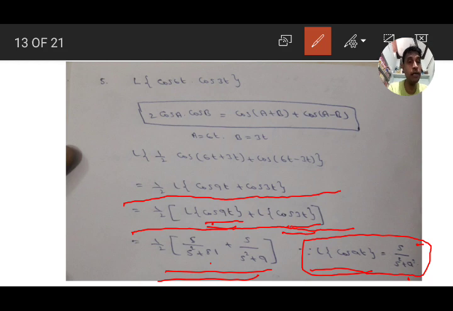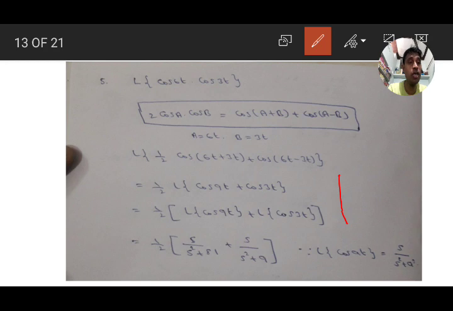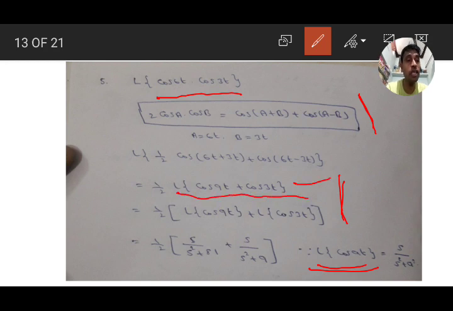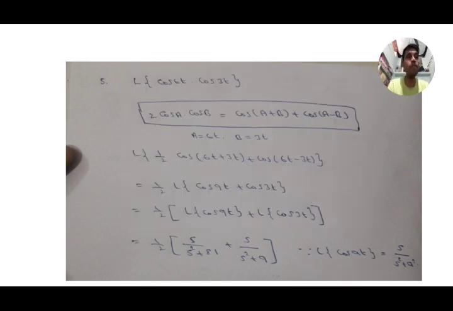plus 9. Okay, understood? Same basic steps are two: linearity property and standard formula. But here we need to do something extra. First, we don't have the direct formula, so simplify using trigonometry. We get this simplification, then apply the linearity property, then apply the standard formula. Only one step we will get extra. Okay, understand? Okay, write down fast. We will move to next problem.